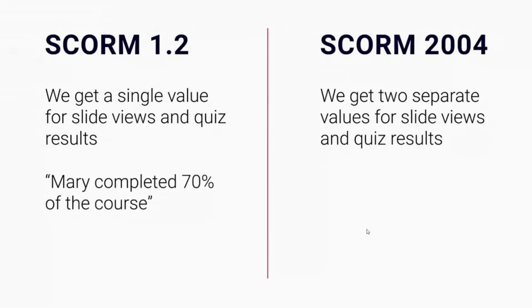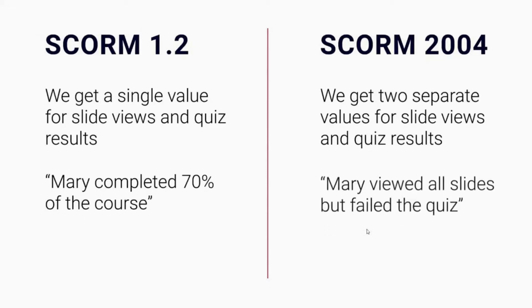It means that in SCORM 1.2, we can only say that Mary has studied 70% of the course. And in SCORM 2004, we can say for sure that Mary viewed all slides but failed the quiz.